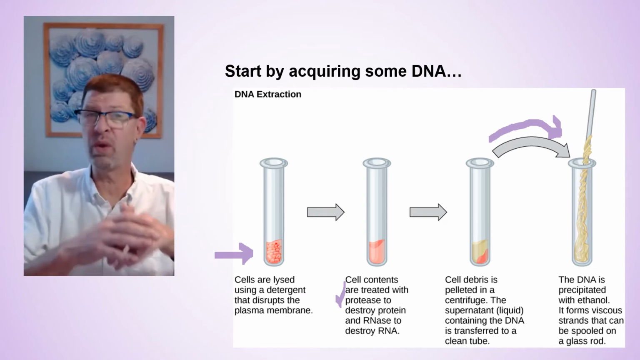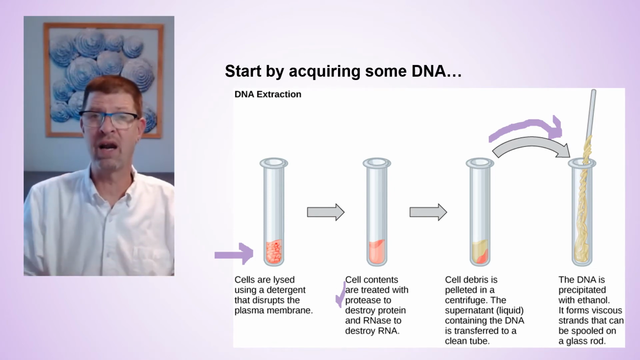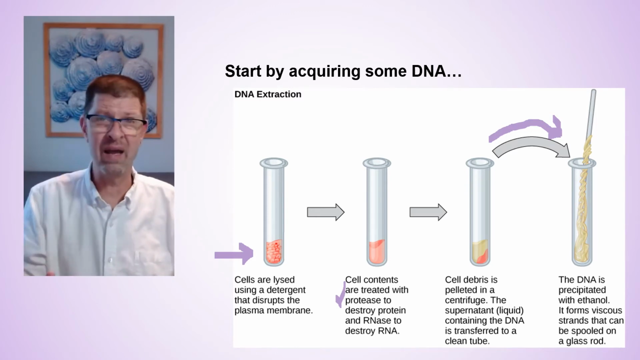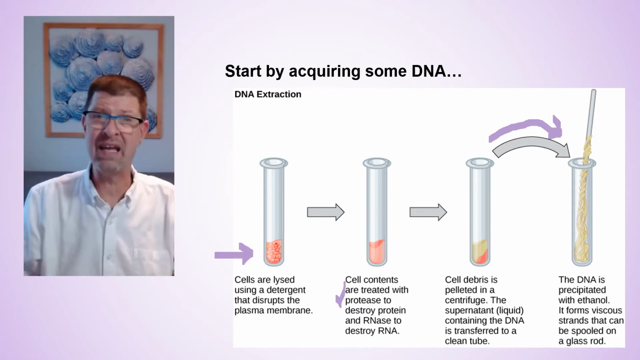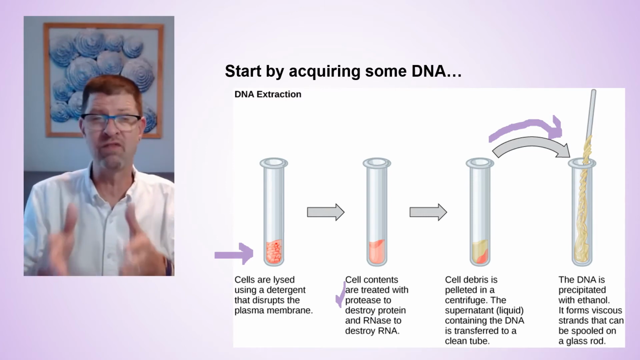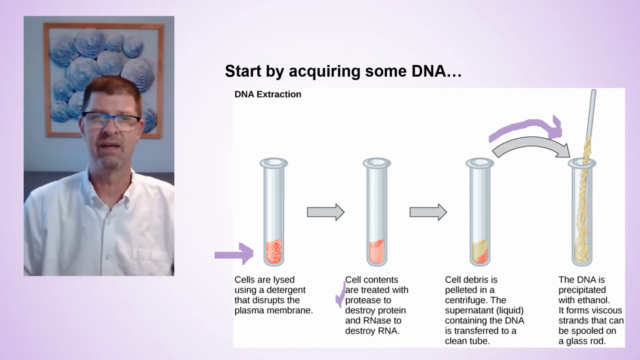And this is where we always start when we are trying to do a genetic test, when we are trying to figure out who did the crime, when we're trying to figure out who's the daddy, when we're trying to figure out how we can make better crops. All of these start by extracting DNA.